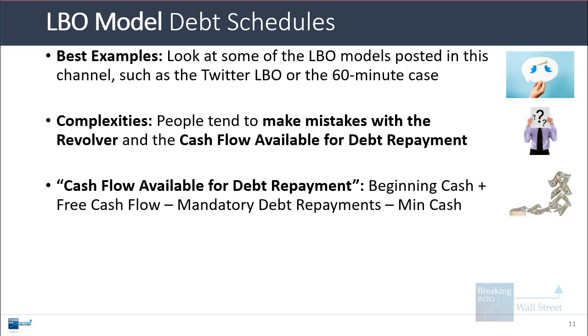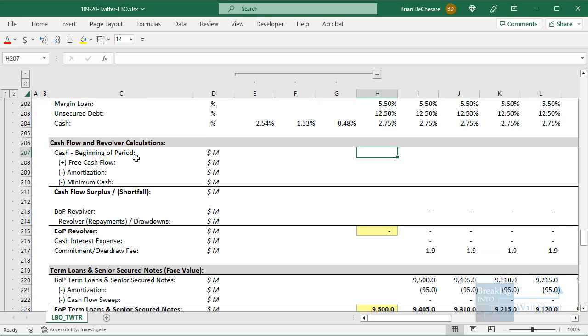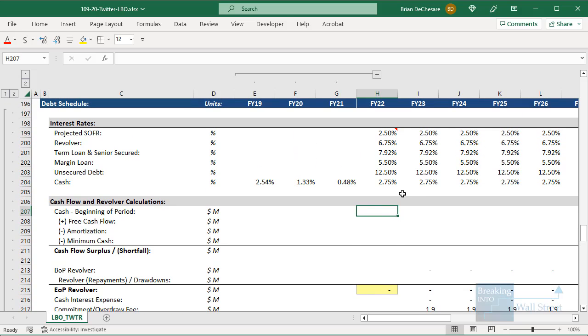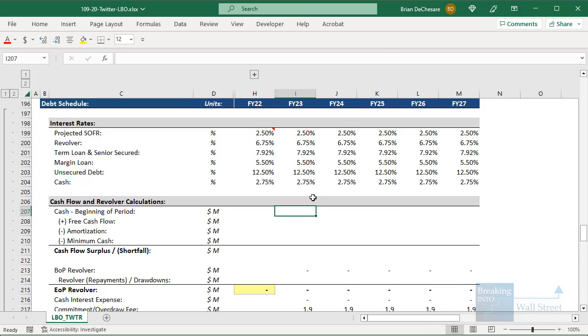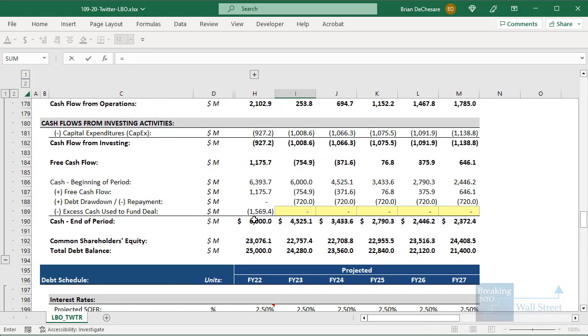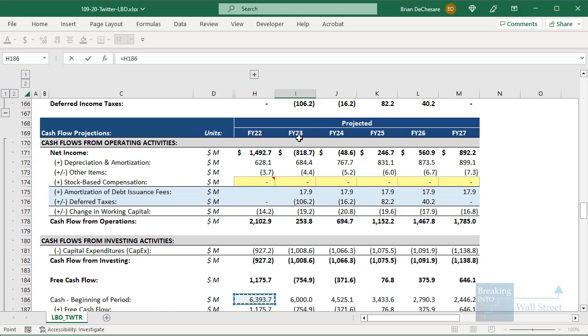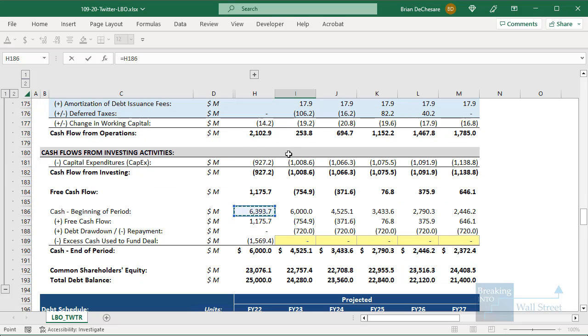So let's go in and take a look at this calculation for Twitter right now. I have zeroed out all these formulas in this schedule because I actually want to show you how this works. Let's go over here to the cash flow and revolver calculations, and let's start with cash at the beginning of the period. For this one, we can simply go up to where we have it right at the bottom of the cash flow statement here. So the cash in the beginning of fiscal 2023 is simply the cash at the end of fiscal 2022.